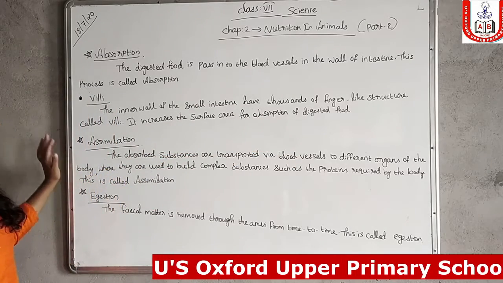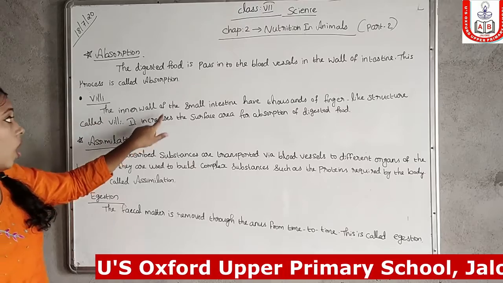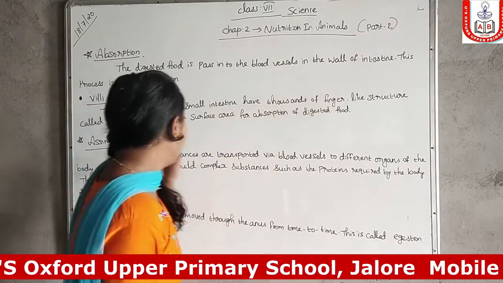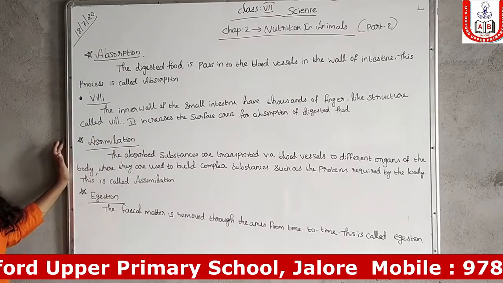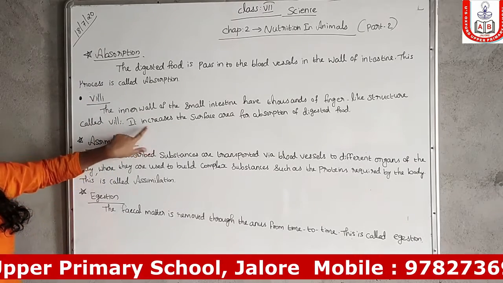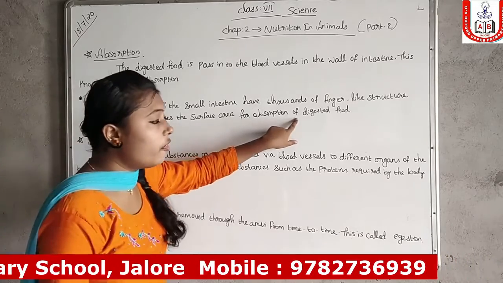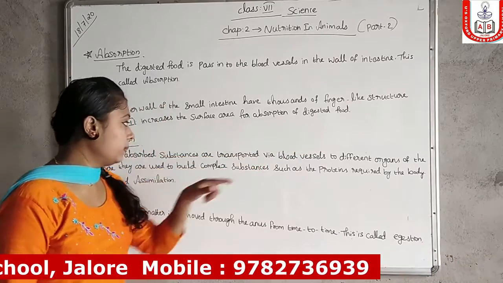What are villi? The inner wall of the small intestine has thousands of finger-like structures called villi. The function of villi is that they increase the surface area for absorption of digested food.